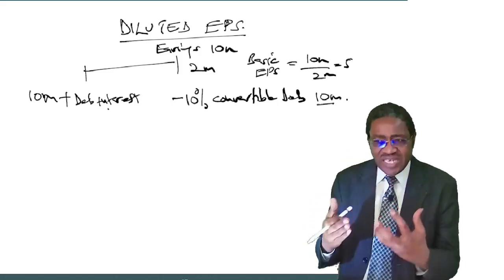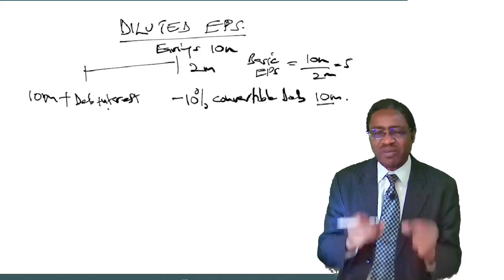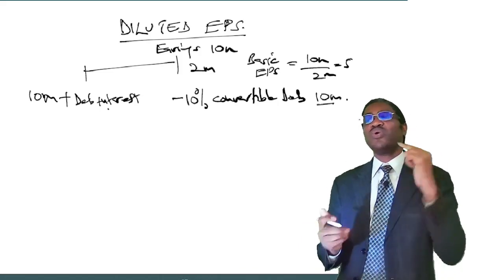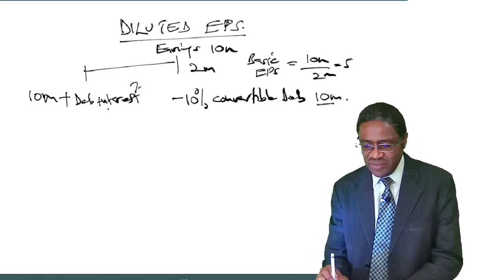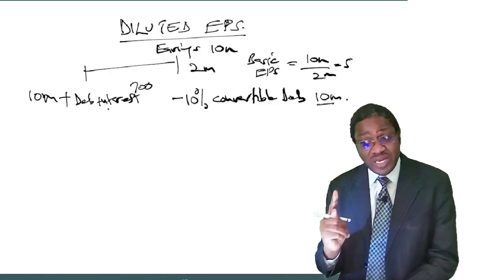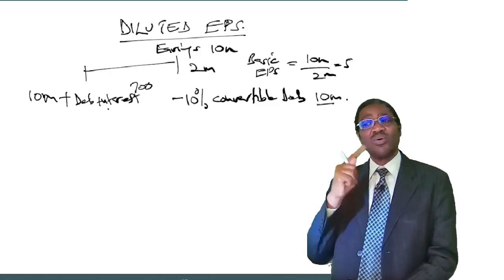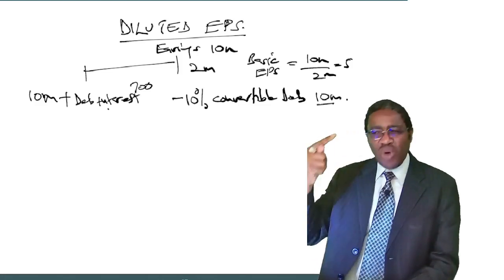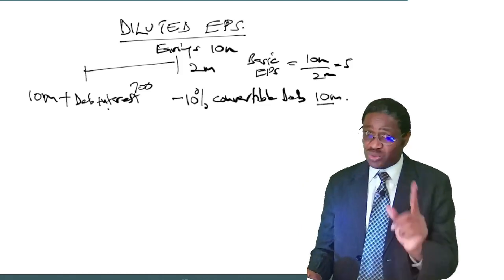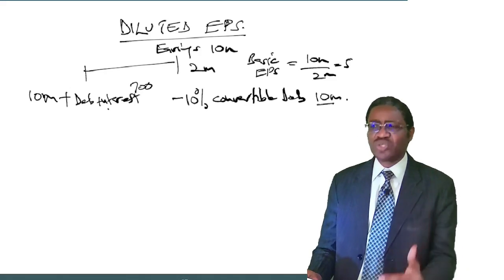So, if the tax rate was 30%, to the 10 million earnings used for basic EPS, you would have added 700,000. You paid them 1 million, which is the interest, 10% of 10 million. But we are saying you add it net of tax. That's what we said.